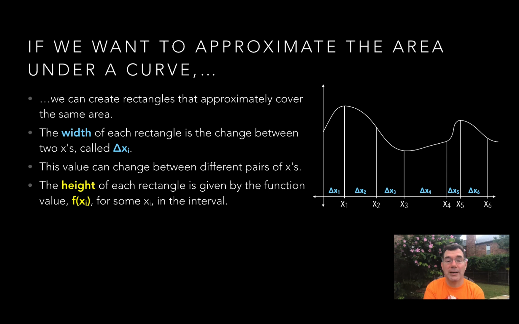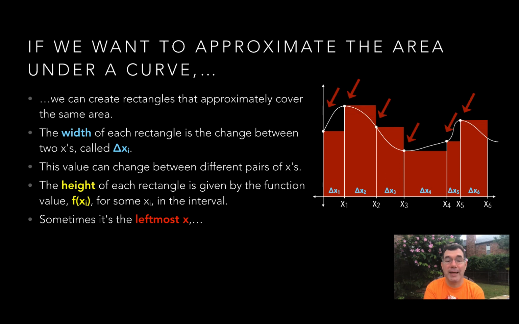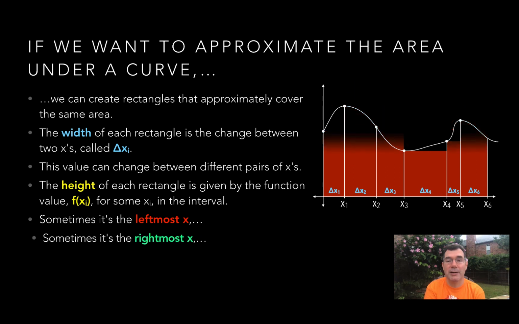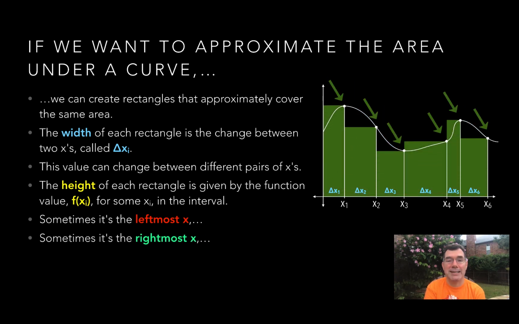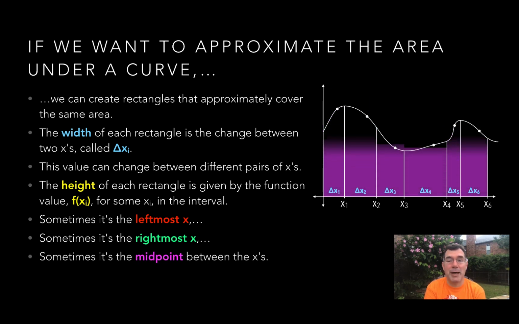Now the height of each rectangle is going to be given by a y value, a function value for some x inside each of those intervals, so I call that x sub i as well. Sometimes I may want to use the leftmost x of every interval, and that will give me the red rectangles there. Sometimes I might want to use the rightmost x in every interval, and that will give me the green rectangles. And sometimes, if I think it's better, I might want to use the x that's in the middle, the exact middle of every interval. And so I call that a midpoint approximation, or a midpoint Riemann sum of rectangles.